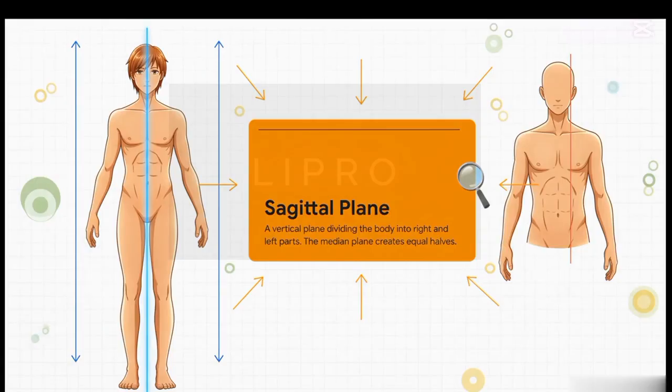Next up, we have the sagittal plane. Now, this one is also a vertical slice, but it runs from front to back, dividing the body into right and left pieces. And there's a really special version called the median sagittal plane, which cuts perfectly down the midline, creating 2 equal mirror image halves.